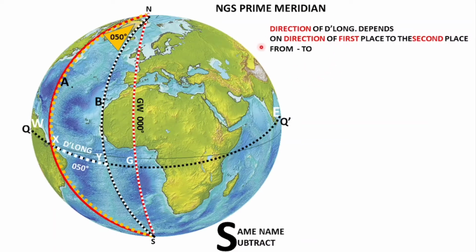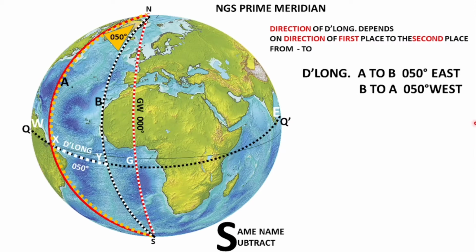Now it is always taken from-to, from which place to which place you are going. Now from A to B, if you are going, I am going towards east. From B to A, if I am going, I am going towards west. So my D-long would be named accordingly. If I am going from A to B, I am going easterly, my D-long would be easterly. From B to A, it will be westerly.